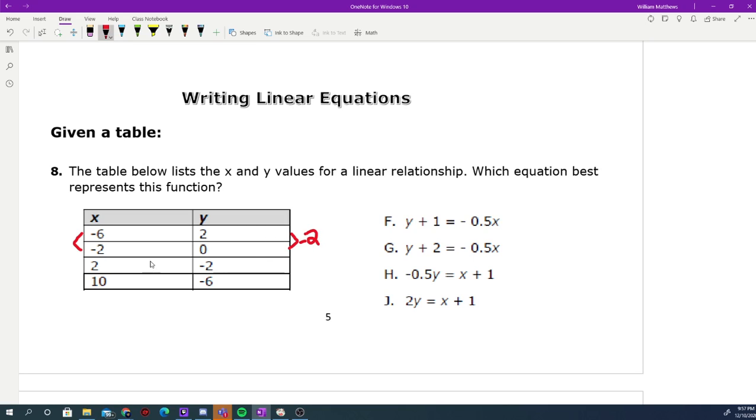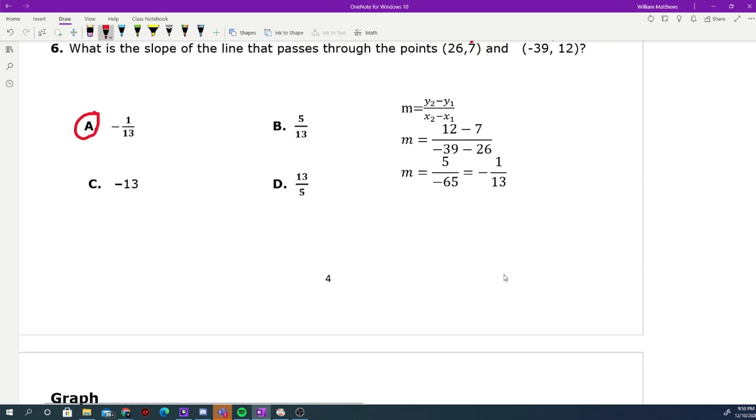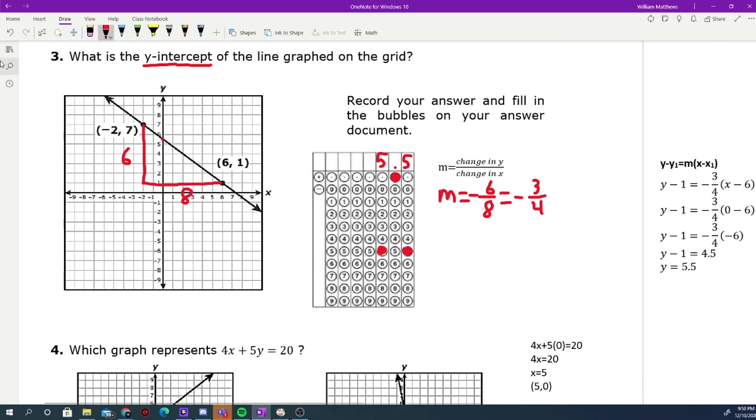My y change is going down 2 whenever my x change is going up 4, which gives me 2 over 4. I'm sorry, that'll be negative 2 over 4, which is simplified to be negative 1/2. And this is referring to my slope. Now if I scroll back up, I can take a shortcut, as I already wrote down the formula for point slope.